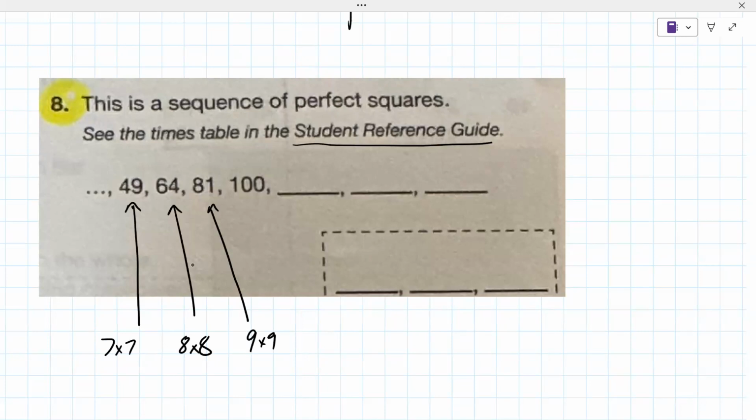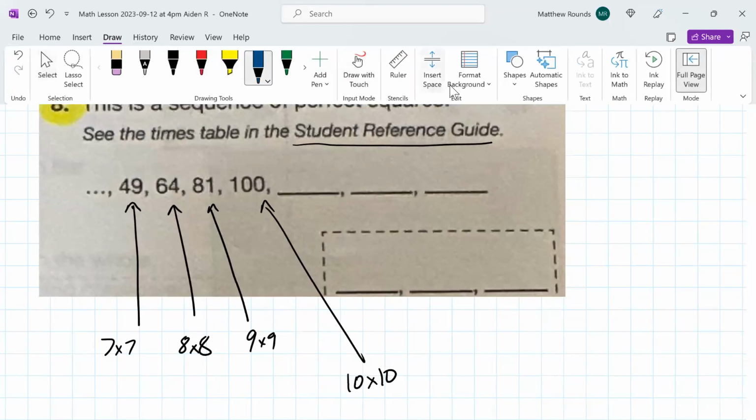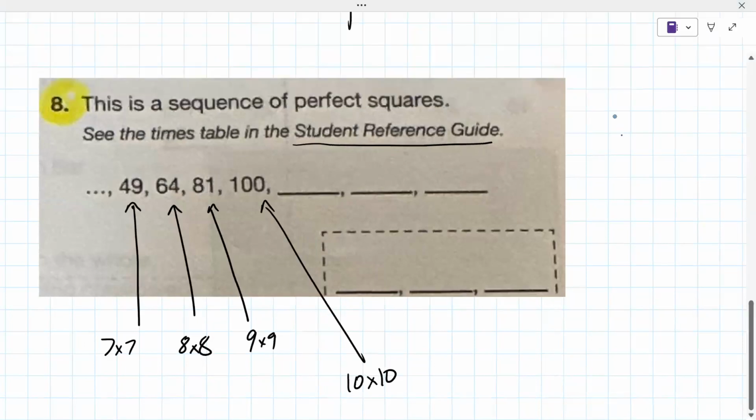So what is the pattern for the missing one here? What two numbers multiply together? 20. Well, wait a second. You just went up 7, 8, 9. What do you multiply to get 100? What two numbers? 10 and 10. So do you see a pattern here? 7 times 7, 8 times 8, 9 times 9. What's the pattern? It goes up by 1. Okay, so what's the next number after 10? 11. Okay, so what's 11 times 11?